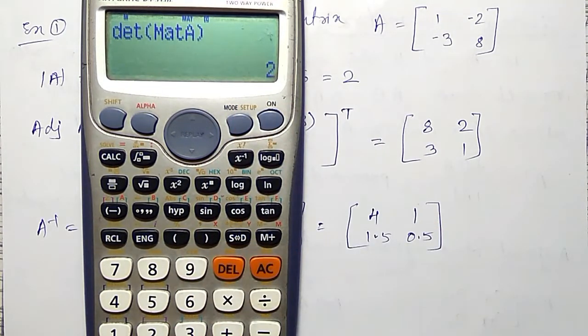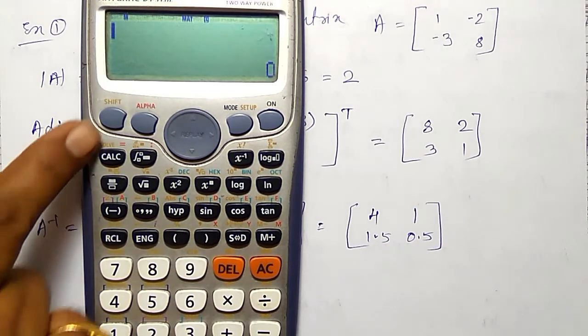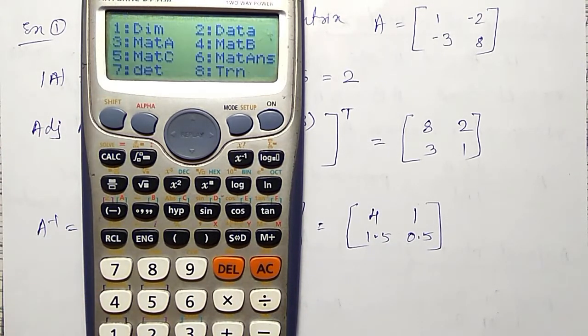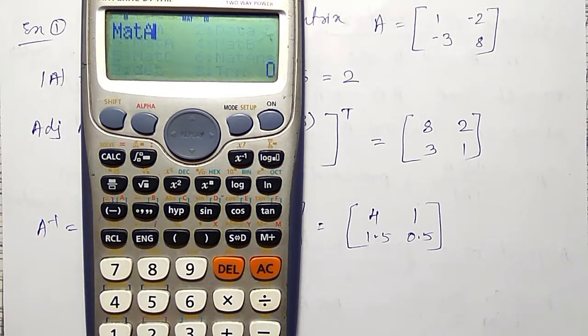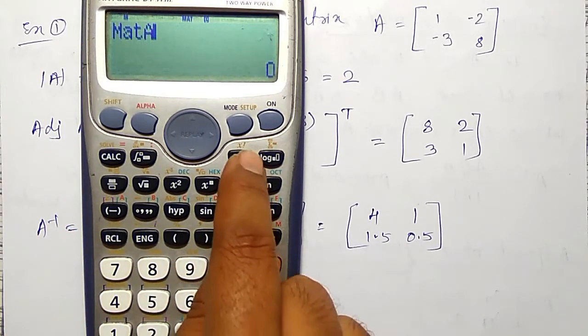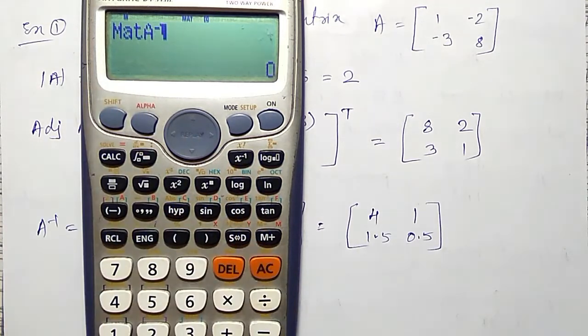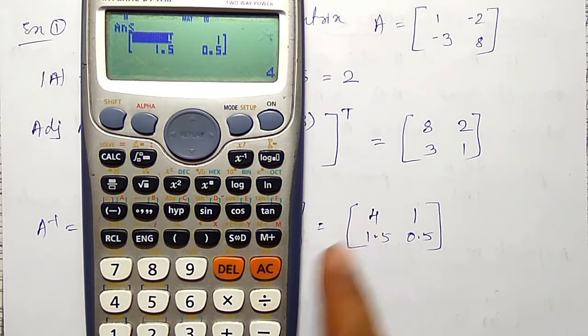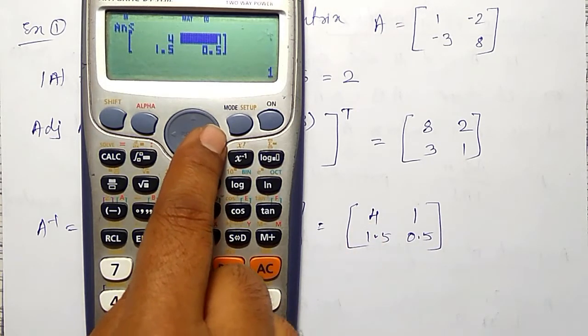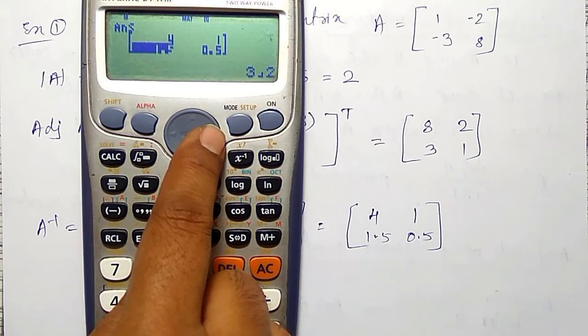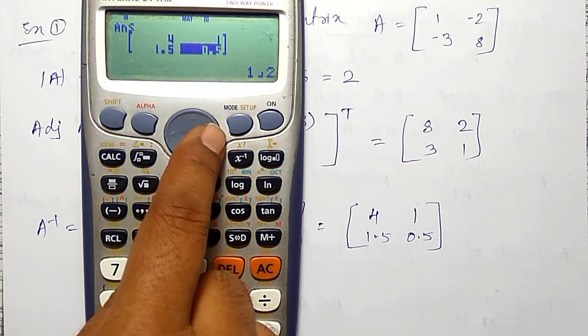Now I have to find the inverse. Again press the AC button, recall matrix A: shift 4, matrix A is number 3. Then the x raised to minus 1 key, use A raised to minus 1 and press equal to. If you press it, you will get the required answer: 4, 1, 1.5 or 3 by 2, and 0.5 or 1 by 2.